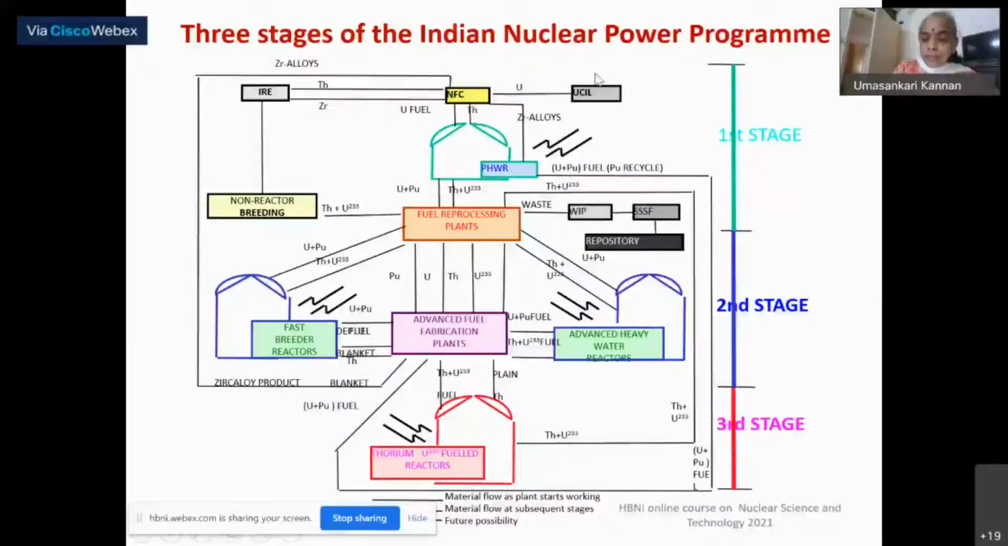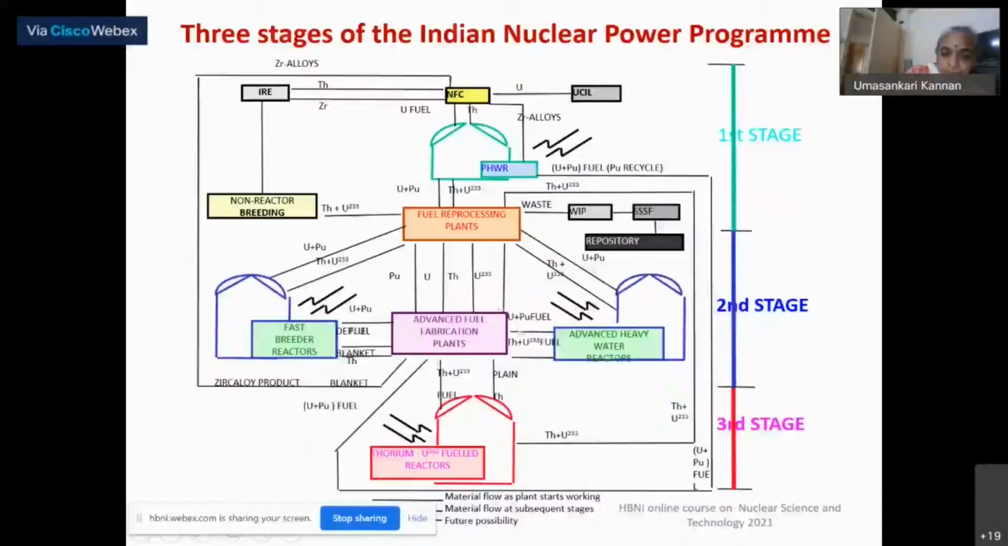There is another, Uranium Corporation of India also, which is gearing up and giving the uranium necessary. And you have these fuel reprocessing plants which take the uranium and plutonium from these reactors, and the waste is immobilized in a waste immobilization plant, and it goes to the repository, and the useful uranium and plutonium can go into any type of reactors. Here I've given advanced heavy water reactor as an example. The plutonium goes into the fast reactors.